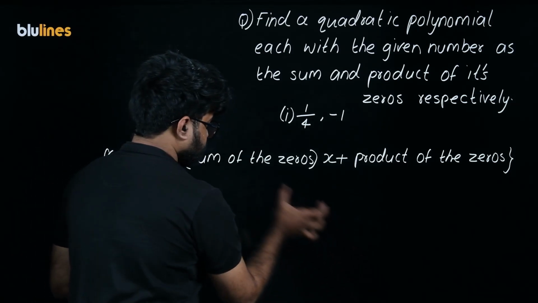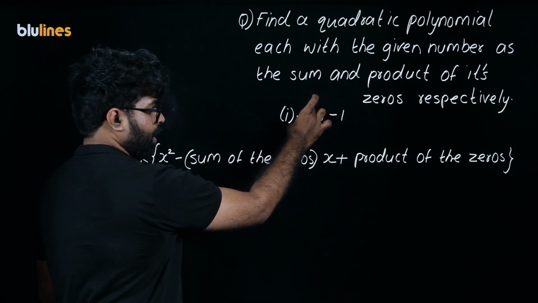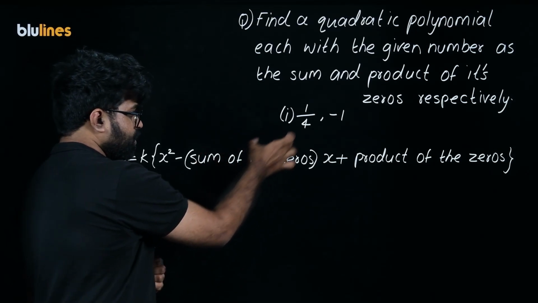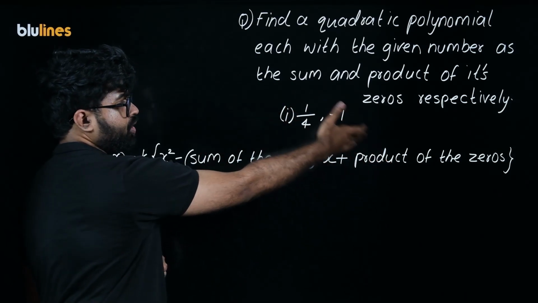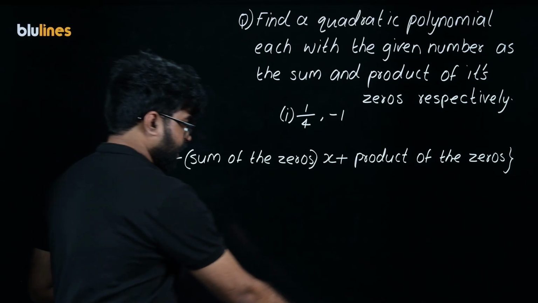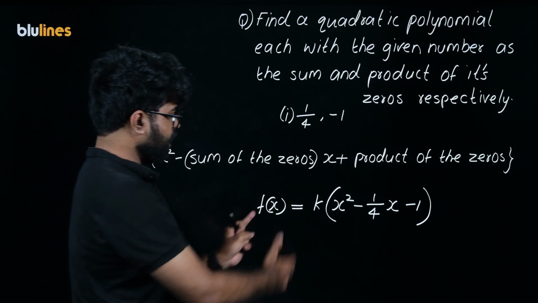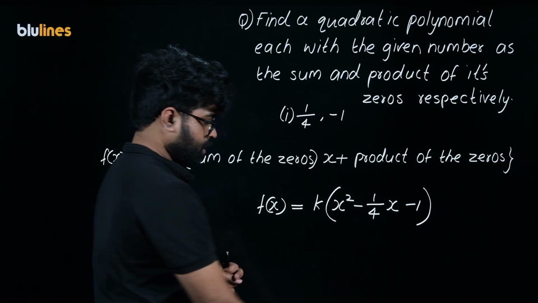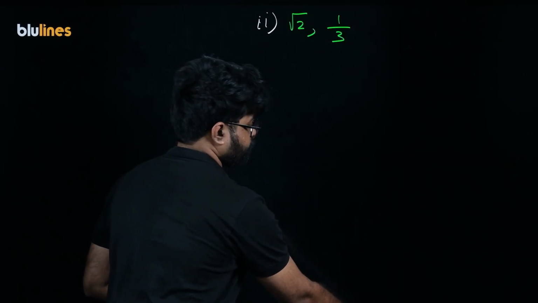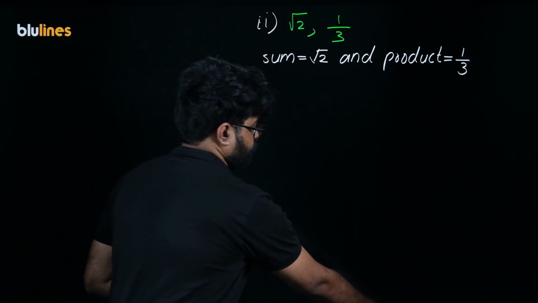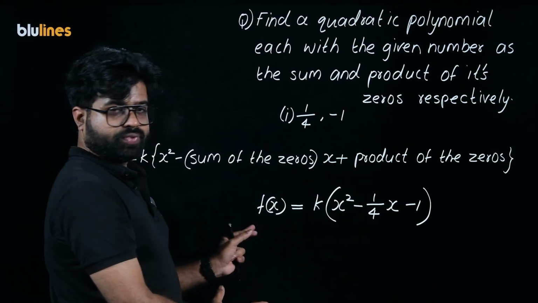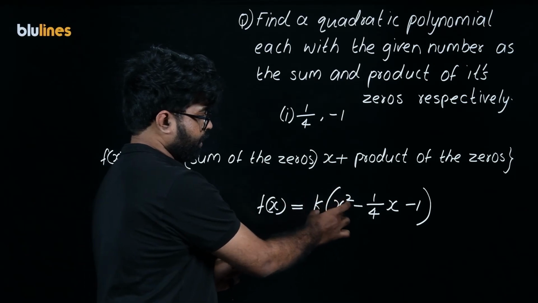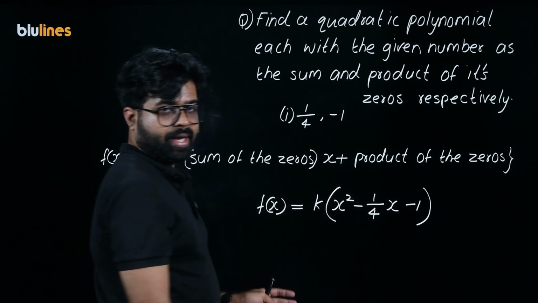So we have the sum of the roots as 1 by 4 and the product of the roots as negative 1. So we can replace the sum of the zeros with 1 upon 4 and the product of the zeros with negative 1. So we have f of x is equal to k multiplied with x square minus 1 by 4 x minus 1. So this is our first quadratic polynomial: f of x is equal to k into x square minus 1 by 4 x minus 1.